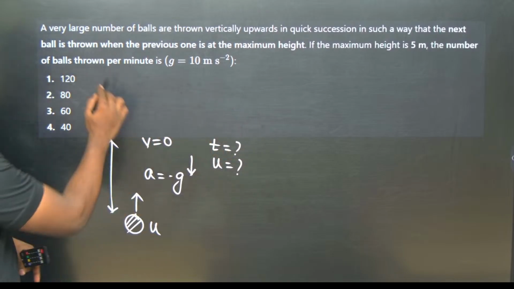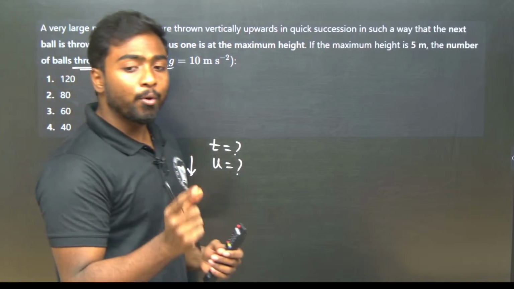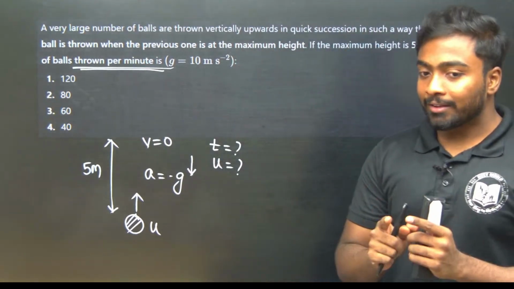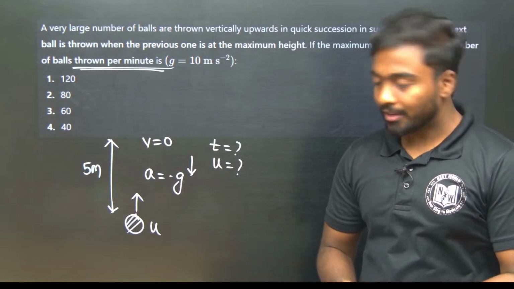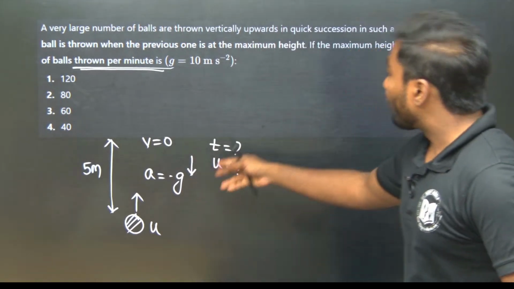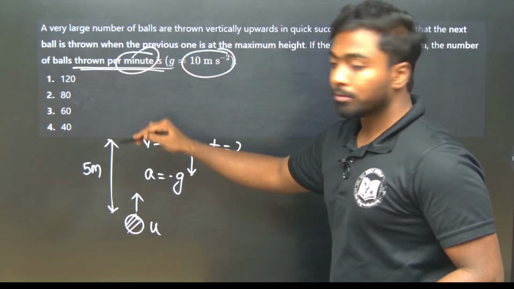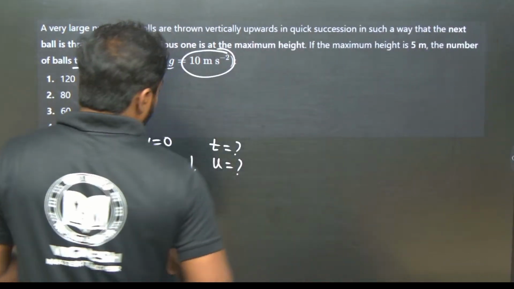See, per minute they asked, which means for 1 second how many balls I can throw. If I find it for 1 second, then for a minute I can say 60 into that. Everything we are taking is in SI unit, but this is minute, so I should convert it. So first we will find here.